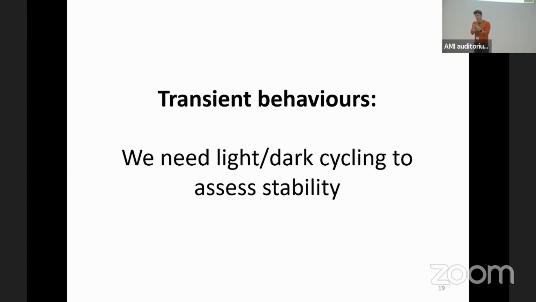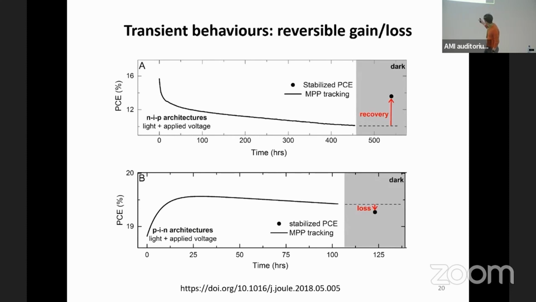So it's not okay to use just 100 hours, 1000 hours under continuous illumination. We have to alternate illumination and dark condition on windows of hours or minutes, depending on the testing temperature. Of course, you can try to accelerate the cycle by increasing the temperature, but you have to cycle the system in dark and light. This was, again, what we published at the time when I was here in AMI.